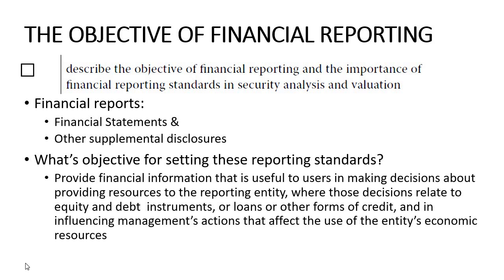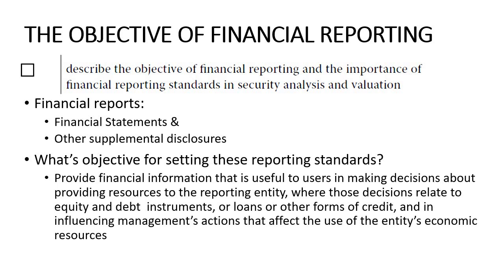So this is the second part of our second reading on financial statement analysis. The reading's name is Financial Reporting Standards. We have already had an introduction to this reading. This section 2 is about the objectives of financial reporting. The learning outcome is that we should be able to describe the objective of financial reporting and the importance of financial reporting standards in security analysis and valuations.